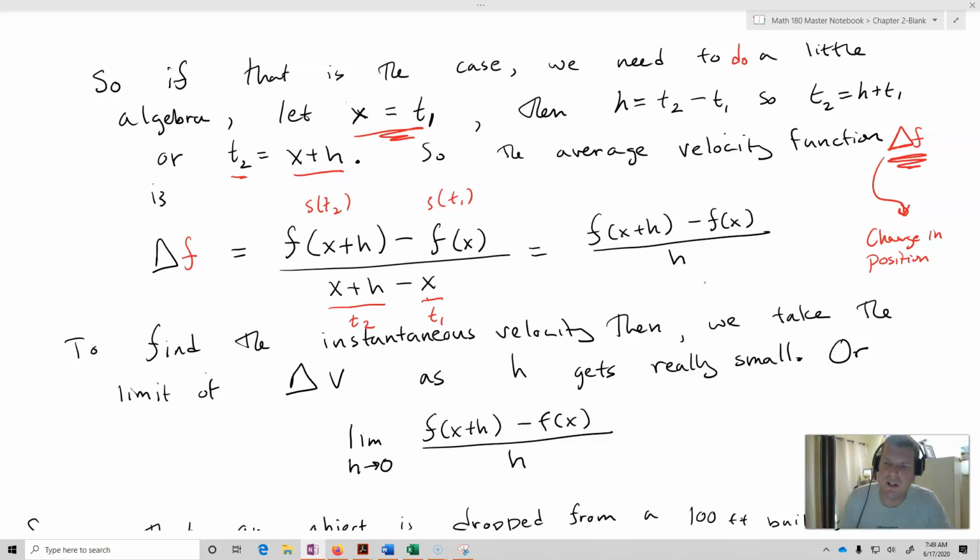Now to find the instantaneous velocity, we take the limit of delta f as h gets really small. And so we now have a way of thinking about this. Before, we just had to watch our table, getting closer and closer to whatever value we were looking for. We said eventually it'll be there, but we didn't have a real way to do this algebraically or analytically. Well, now we do. We have the limit. So the limit as h approaches 0. That's the idea of the interval getting really small.